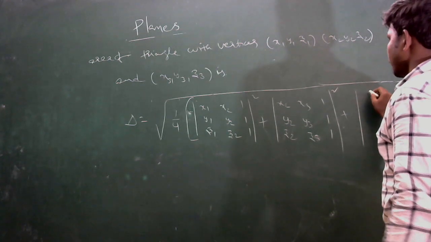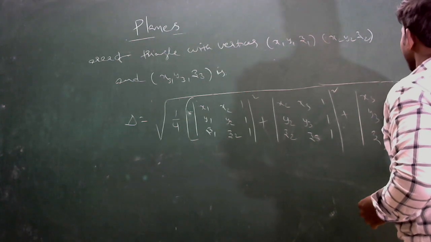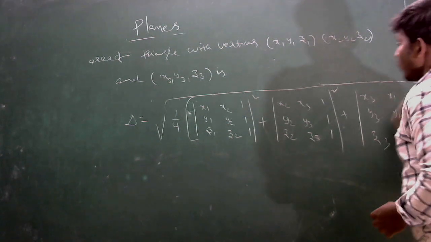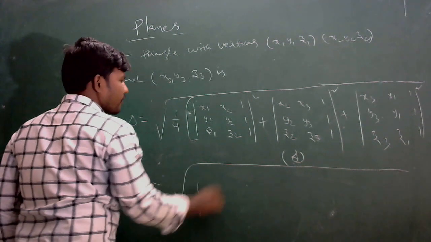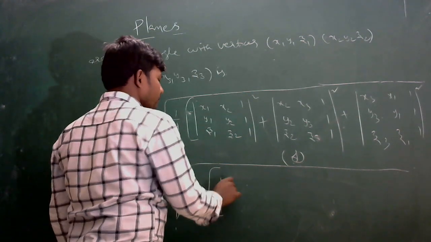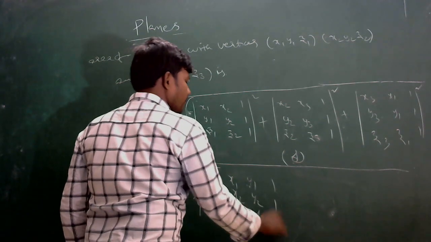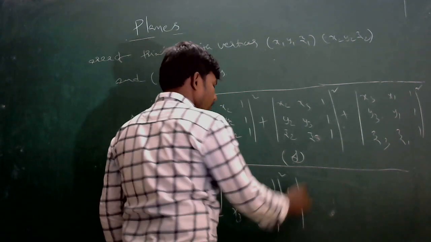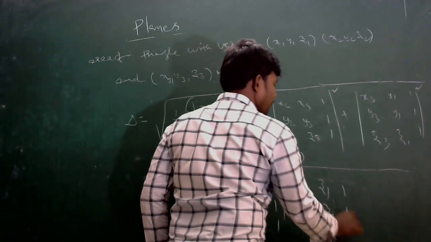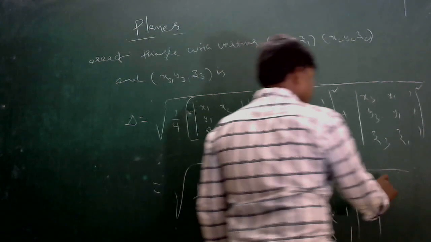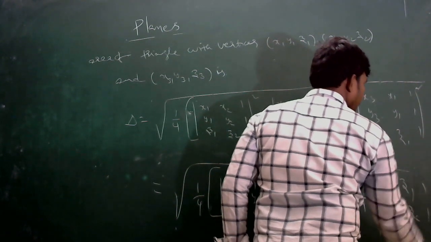plus the determinant with rows x3 y3 z3, x1 y1 z1, 1 1 1, the whole; or the square root of 1 by 4 of mod of the determinant with rows x1 y1, x2 y2, x3 y3, 1 1 1, whole square, plus the determinant with rows y1 z1, y2 z2, y3 z3, 1 1 1, plus the determinant with rows x1 z1, x2 z2, x3 z3, 1 1 1, whole square.